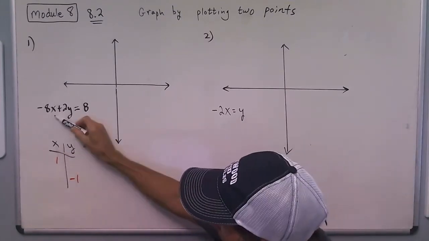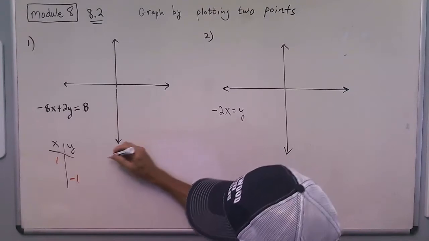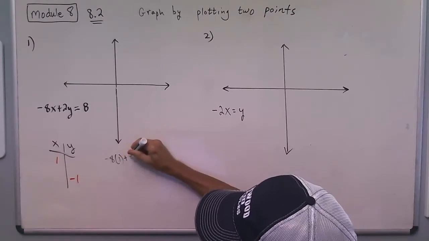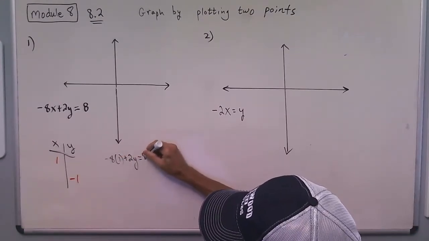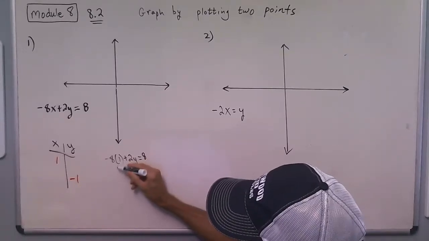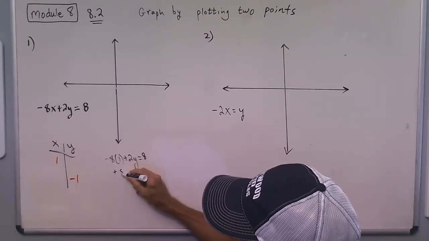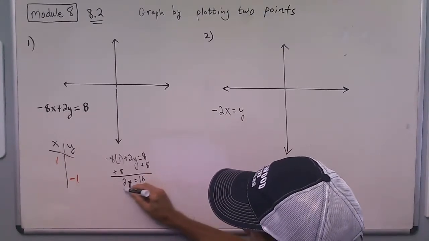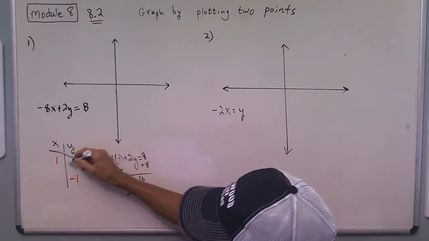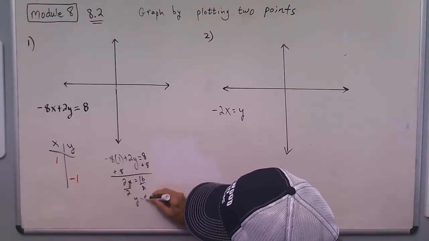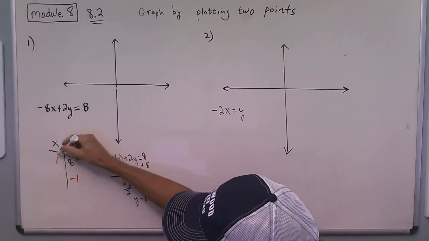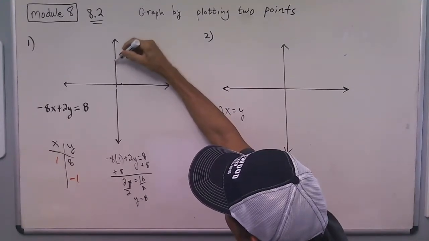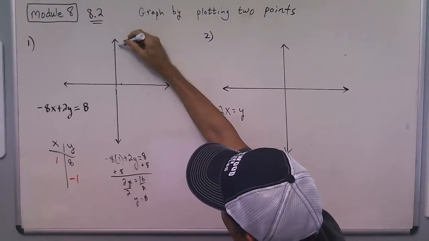If we put 1 in here for x, what we would get is negative 8 times 1 plus 2y equals 8. Doing the math here, this would be negative 8, so we'll add 8 to both sides. Okay, and we get 2y equals 16, and y equals 8. So we see that when x is 1, y is equal to 8. 1, 2, 3, 4, 5, 6, 7, 8, way up here, okay?